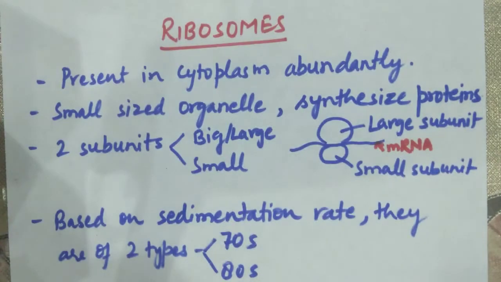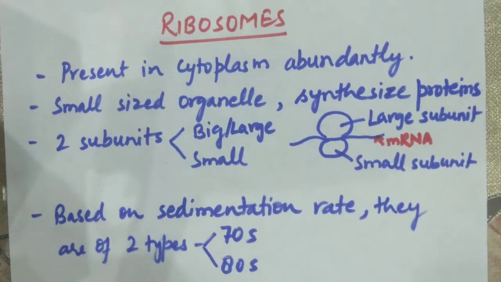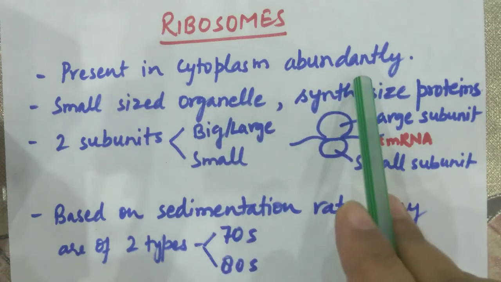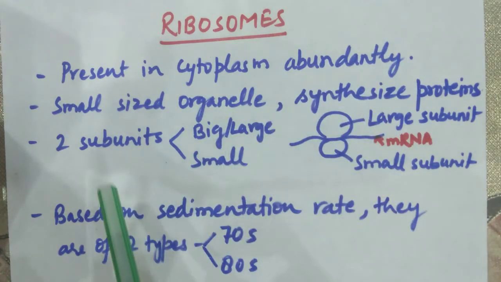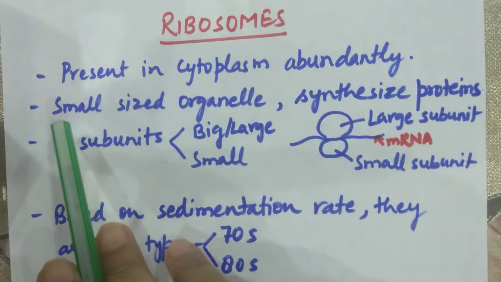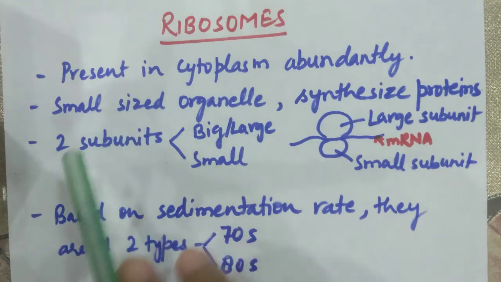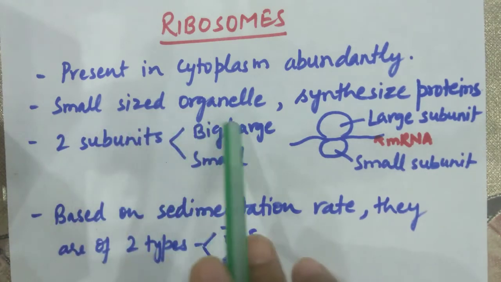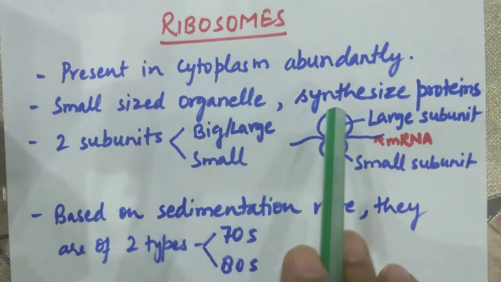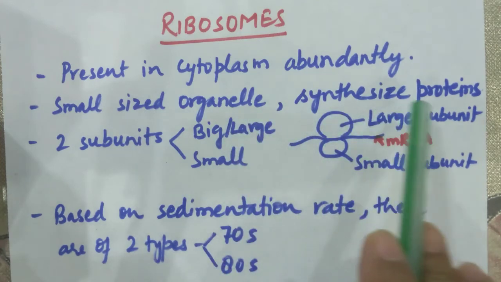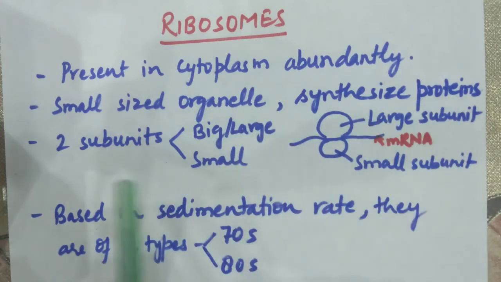So that is all about endoplasmic reticulum. Next we move on to the ribosomes. Now ribosomes, they are present in cytoplasm abundantly, and as we have already discussed, they are also attached with the endoplasmic reticulum. They are small sized organelles and they are capable of synthesizing proteins.